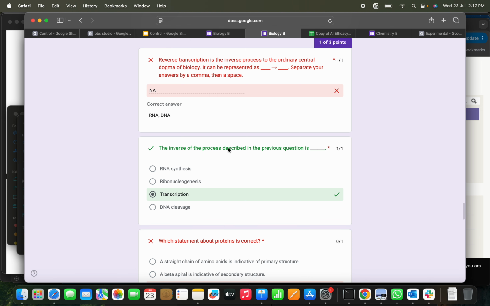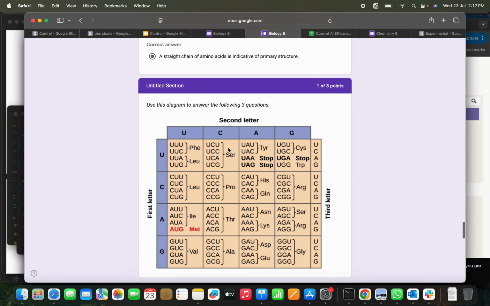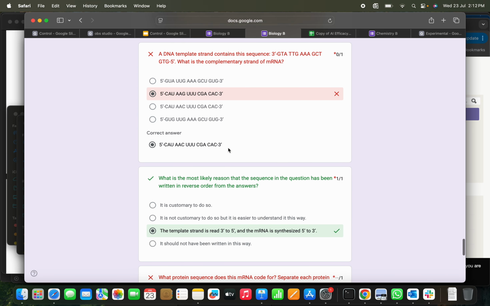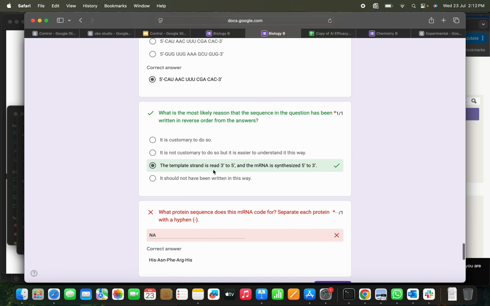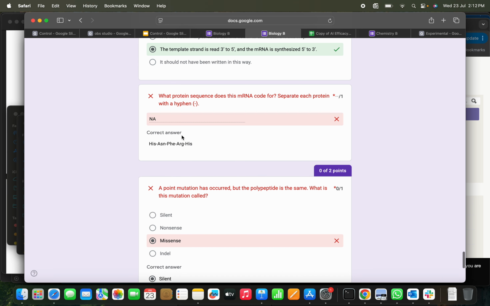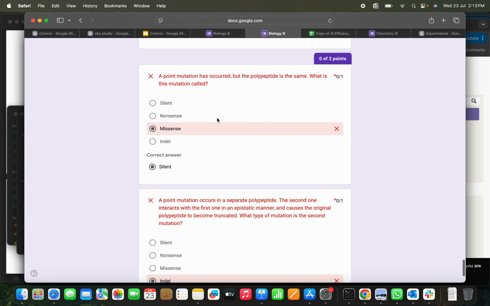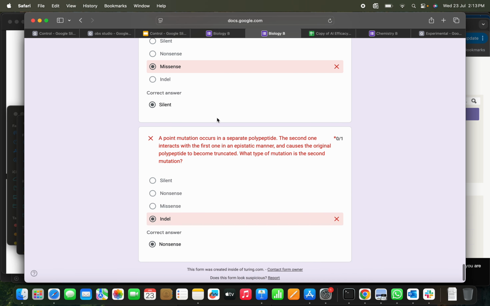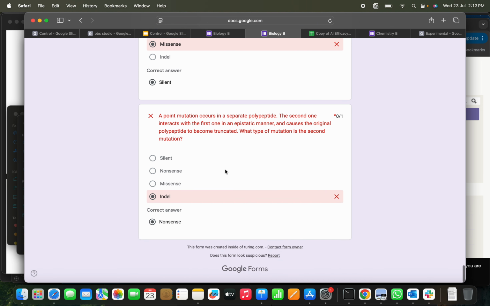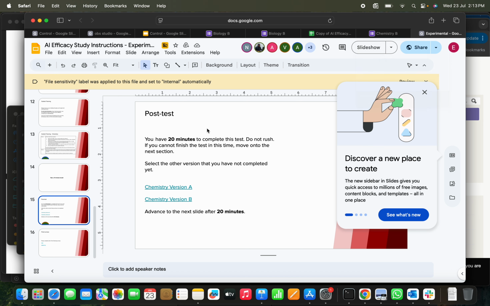So I had no clue what the image states. Although the C option made the most sense to me, so I went with this. And I had no clue, I don't even understand what it is. A point mutation has occurred. Alright, so it's called silent. So I believe I have hardly answered 3 or 4 questions correctly. So I went to B.